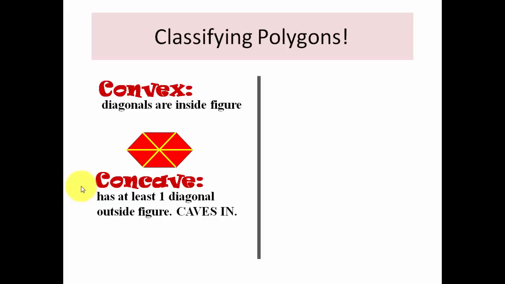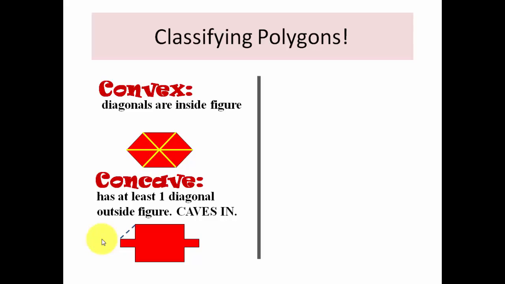The easiest way to remember concave is it's going to be a figure that caves in. So notice it caves in right here, here, here, and here. And as far as the diagonals, if I try to draw in a diagonal connecting these 2 vertices, it would be on the outside of the figure.